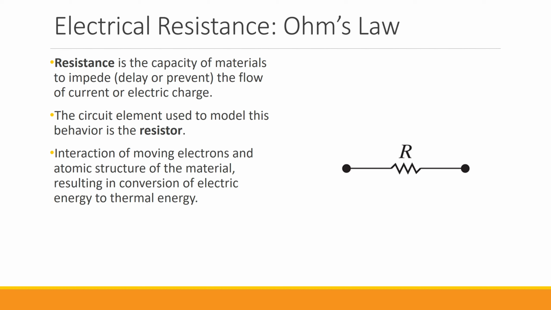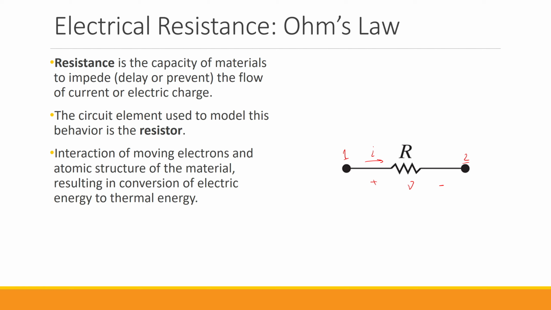current or electric charge. If you remember from before, we used this jagged line to represent a resistor. We can have terminal 1 and terminal 2 for the resistor, and we can define a voltage polarity and also a current direction for this resistor. So resistors, because of their material properties, resist the flow of current or electric charge.